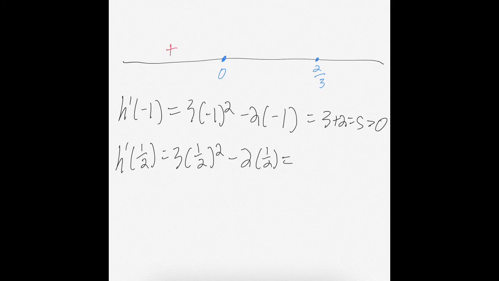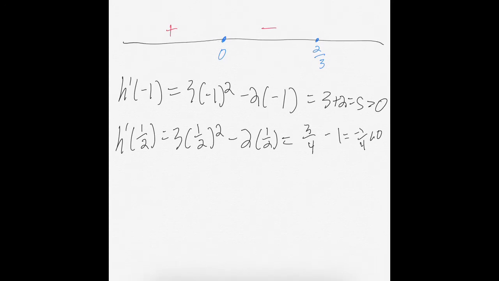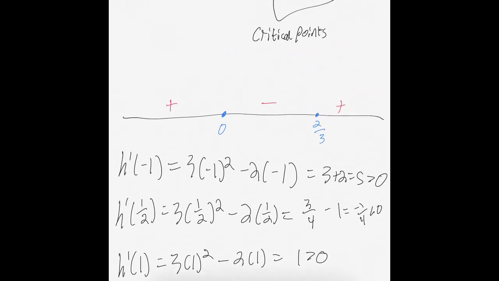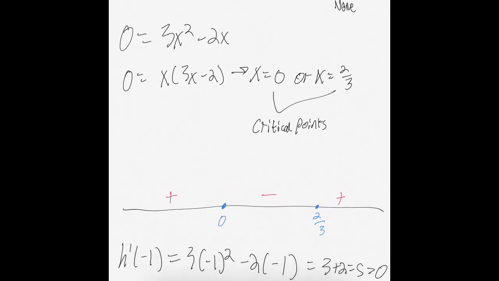Okay, now I want to find something between 0 and 2/3. Well, that's not giving me much space. I'll go with h prime of 1/2. In that case, I'm going to have 3 times 1/2 squared minus 2 times 1/2. Let me see, that gives me 3/4 minus 1. And that's minus 1/4. And again, the important thing is just that it is smaller than 0. Finally, let's go ahead and plug in 1 to hit our highest interval above 2/3. That's going to give me 3 times 1 squared minus 2 times 1. And that's going to be 1, which is greater than 0. Boom.